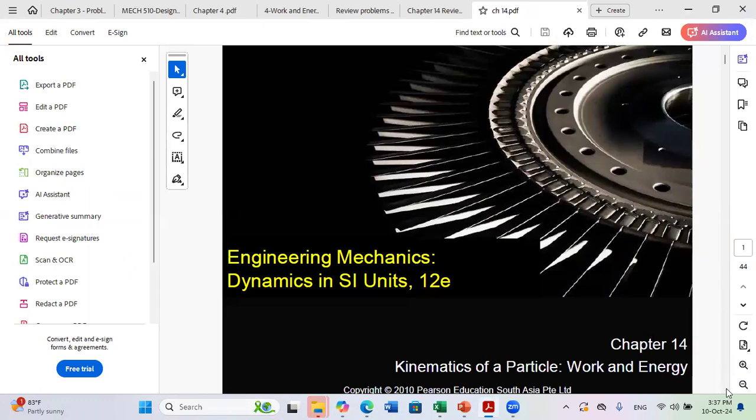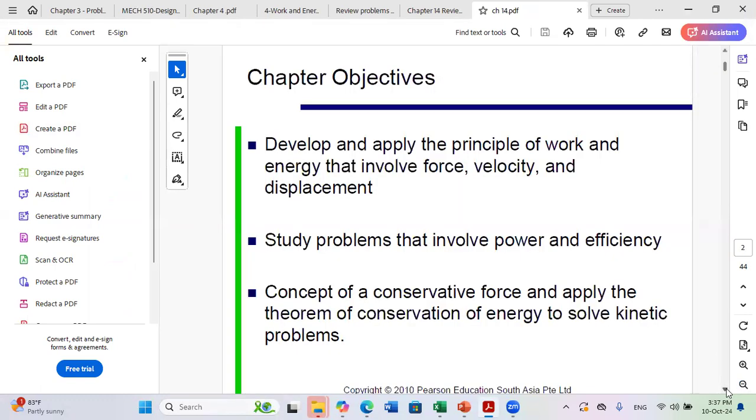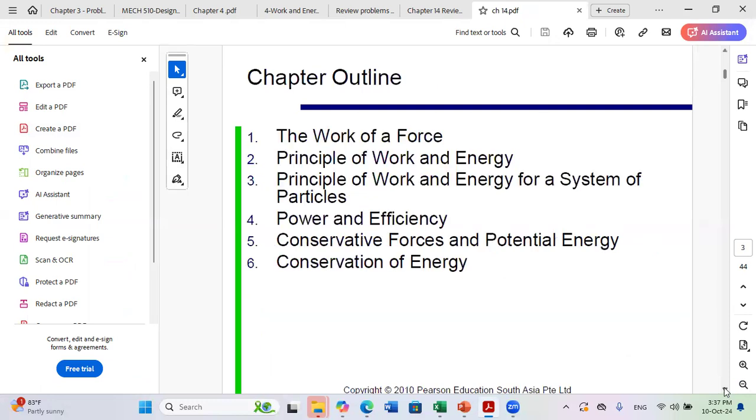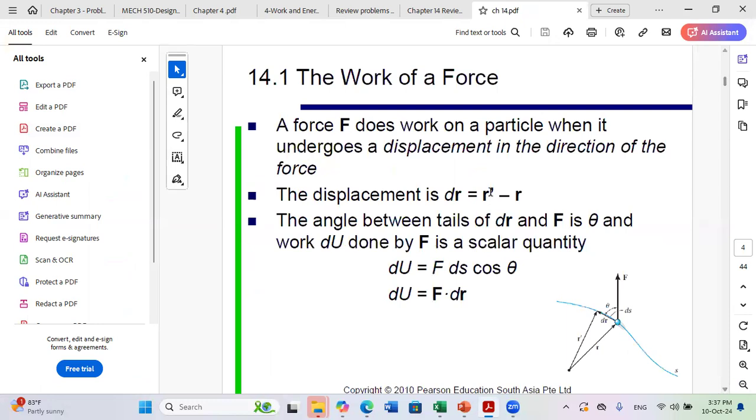So first, in this chapter, we learn how to apply the principle of work and energy and the conservation of mechanical energy. That's why in a first step, we need to know how to find the work of a force. And the work of a force is defined as elementary work: force dot product displacement.